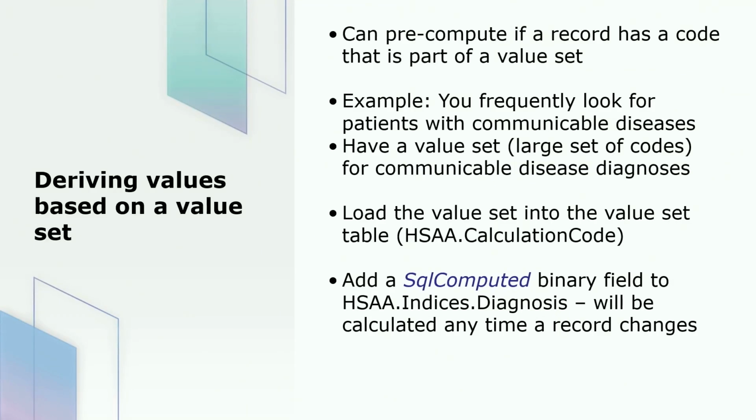And another thing, probably the most useful use case, is a subtype of pre-computed values. Let's say you want to tell that a certain record is part of a value set. Let's say you want to find all the patients with communicable diseases, right? So instead of stringing together a long query where you say where diagnosis code is A or diagnosis code is B, what you want to do is prepare a value set and load it up into the value set table that we provide out of the box.